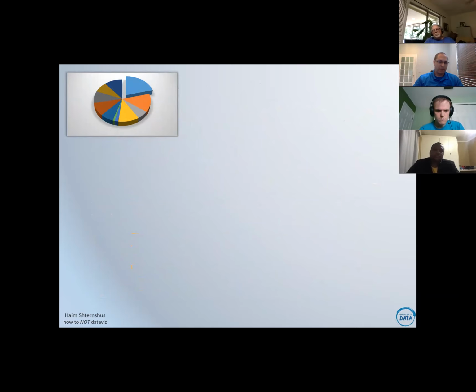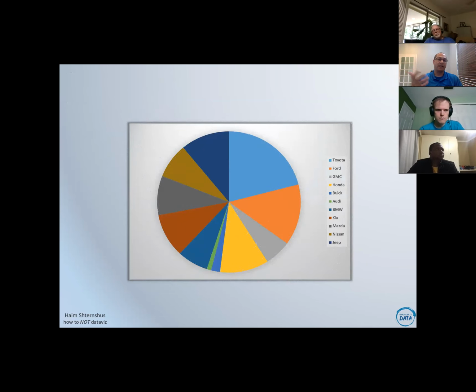Let's say my boss came to me and said, I really want that data represented nicely, and I really want it in a pie chart. Okay, so this is one case where you probably have to use a pie chart: when you were told that the end user wants a pie chart. So let's see how we can maximize the use of the pie chart and optimize that data.